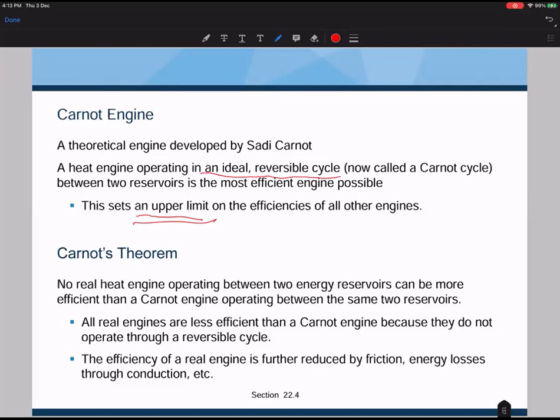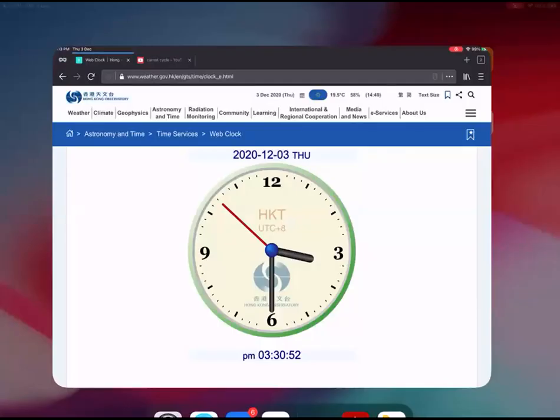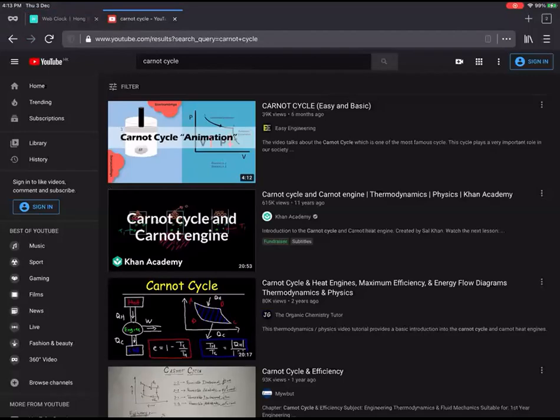So in order to talk about the Carnot cycle, maybe it's better for somebody else to do it for me, and I would use a YouTube video to show what is meant by the Carnot cycle.